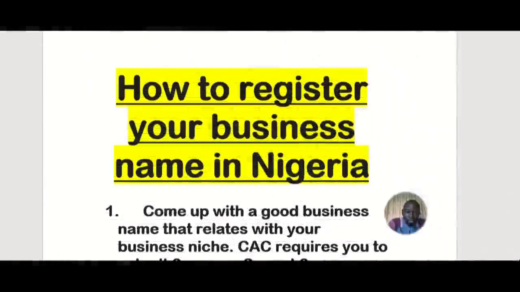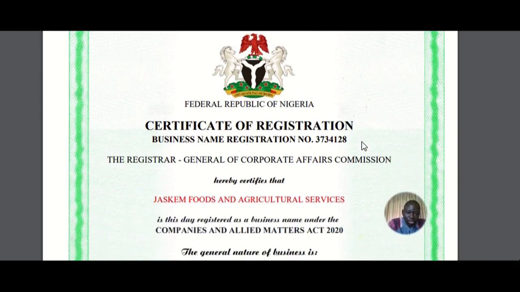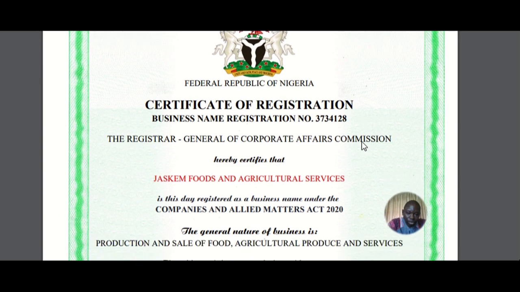How to register your business name in Nigeria. A business name, as you can see: Federal Republic of Nigeria, Certificate of Business Registration, Business Name Registration with the number, Registration Certificate. The Corporate Affairs Commission hereby certifies that Jaskin Foods Agricultural Services, so on and so forth. That's the name. Then, what's the business about? Production and sale of food, agricultural and produce services.